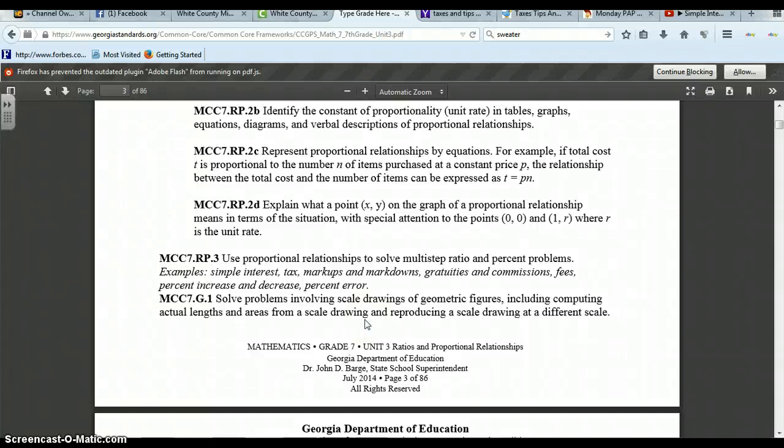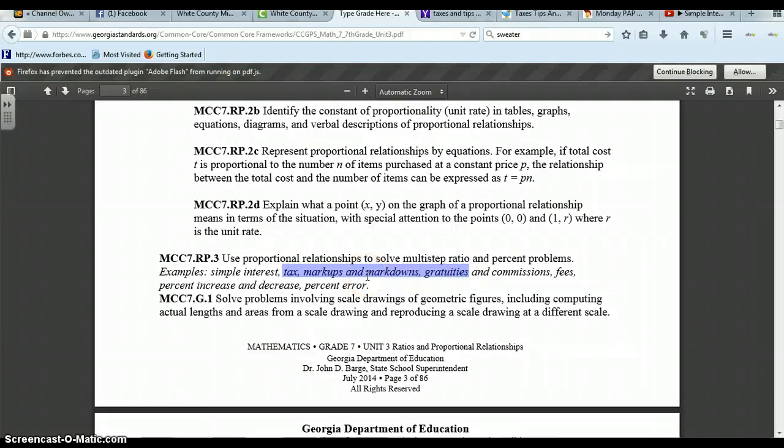All right, so moving on to the second part of this standard, second sort of example. And what we're doing today will take care of, let's see, we've done simple interest, so tax, markups, markdowns, gratuities, maybe commissions, I'm not sure. I don't know if we'll really touch on that. But definitely these things.